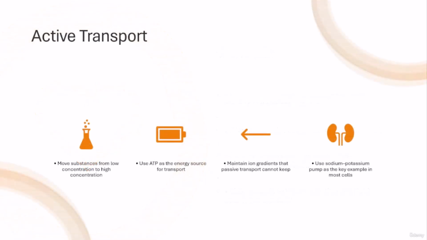Active transport works differently because it uses energy to move substances from low concentration to high concentration. And this is something cells do when they need to keep certain ions at specific levels inside the cell. And the best example is the sodium potassium pump, where the cells send sodium ions out and bring potassium ions in. And this constant pumping maintains the electrical charge of the cell. And this charge becomes important later when we talk about electrical potentials and nerve impulses.